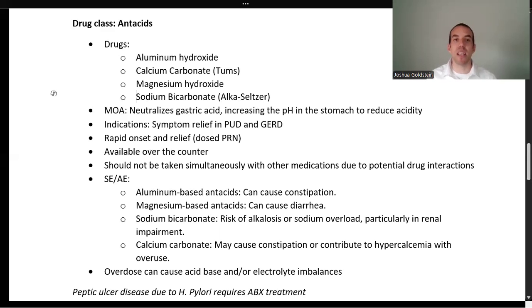In fact, the overdose of the antacids is one of the only causes of a patient developing metabolic alkalosis. Plus, obviously, because most of these have different electrolytes in them, it can cause electrolyte imbalance.